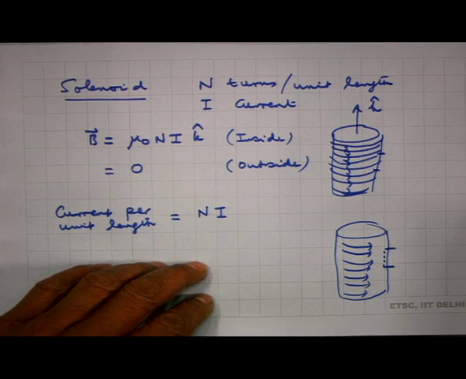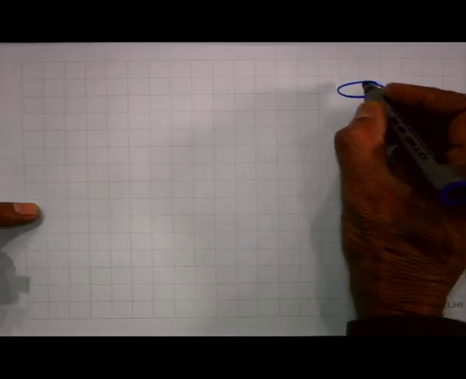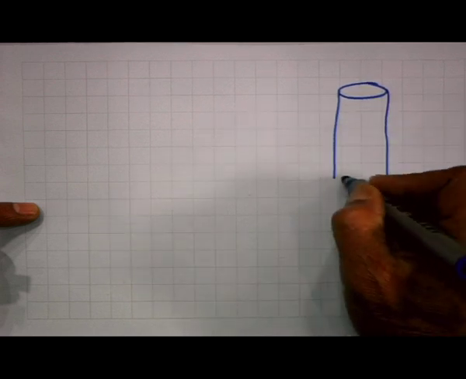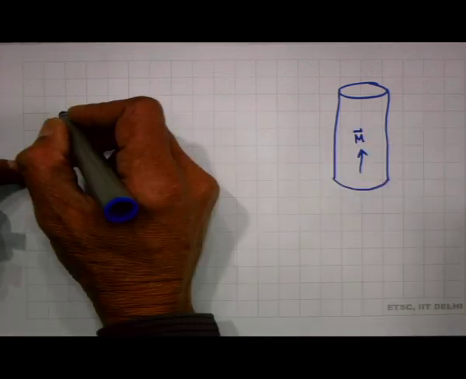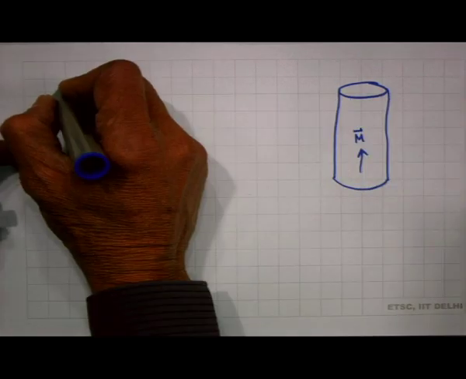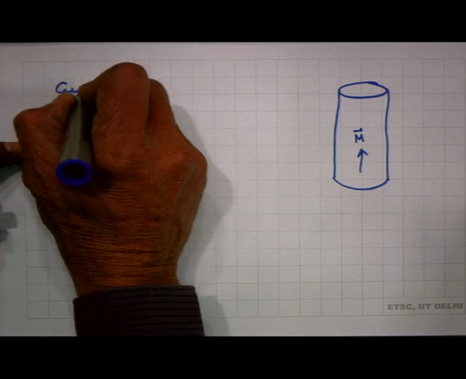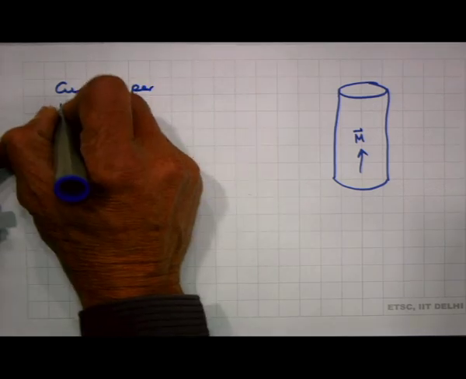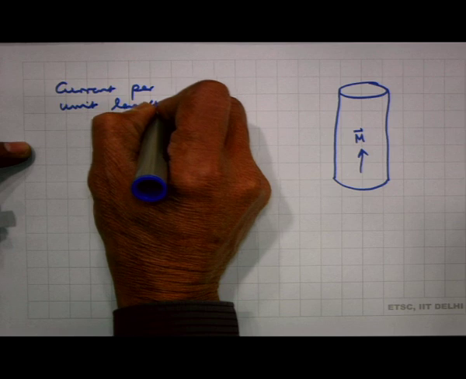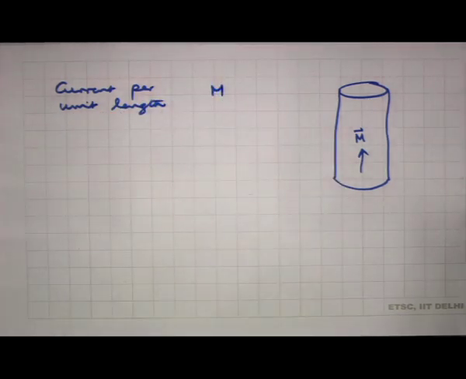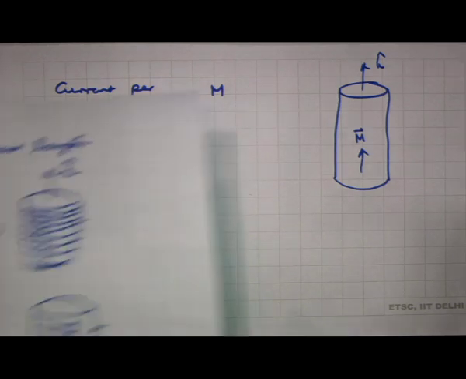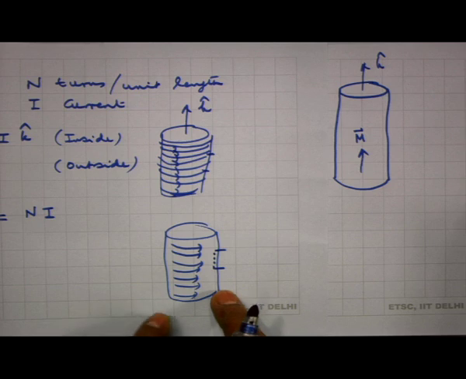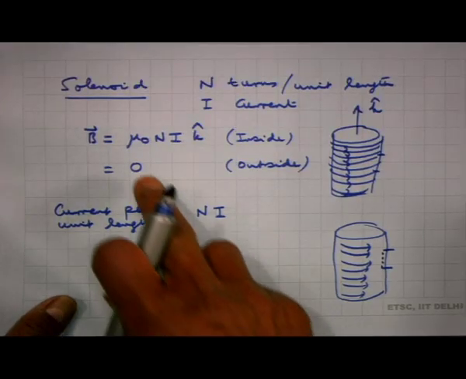Now, this gives me an idea. Suppose let me take a uniformly magnetized cylinder magnetized in this direction. This magnetized sample is equivalent to a current per unit length of M. So, comparing with a solenoid, this is very similar to a solenoid. In a solenoid, I had a current per unit length of nI, which produces a magnetic field of mu naught times nI into k cap.